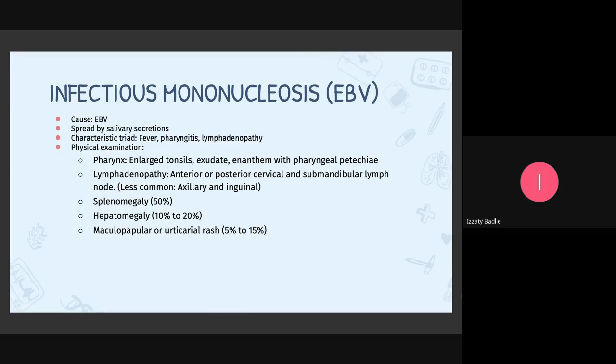So infectious mononucleosis. It has two causes, usually Epstein-Barr virus, human herpes virus 4, or CMV. I will talk about that later. Between EBV and CMV infectious mononucleosis, the presentations are quite the same, in which there will be fever, pharyngitis, and also lymphadenopathy. So how to differentiate between these two causes? In EBV infectious mononucleosis, they will present with hepato and splenomegaly.